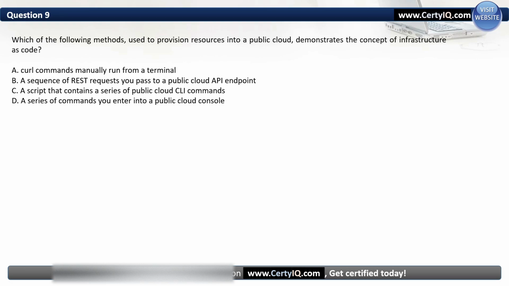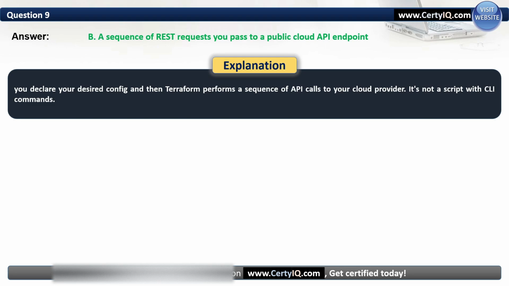Question 9. Which of the following methods used to provision resources into a public cloud demonstrates the concept of infrastructure as code? The correct option is B, a sequence of REST requests you pass to a public cloud API endpoint. You declare your desired config and then Terraform performs a sequence of API calls to your cloud provider. It is not a script with CLI commands.